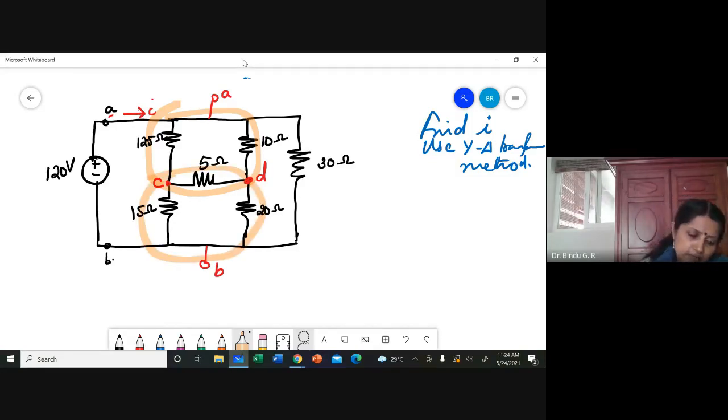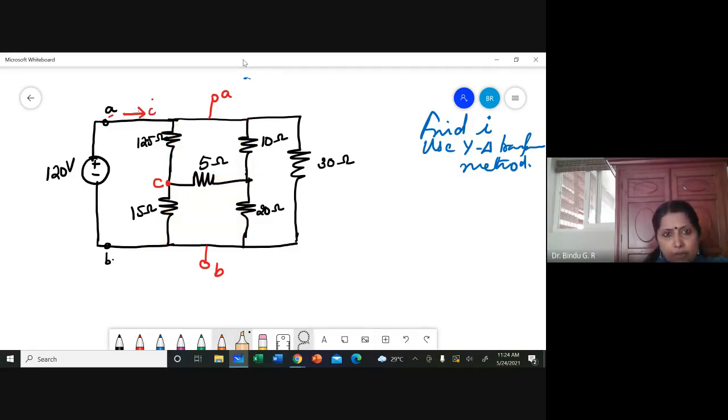So delta, there are many. More than this, I have just put two deltas. Then you have, this is a star. This much is a star, or I can even consider this much as a star, 5, 12.5 and 15 ohm, or 5, 10 and 20 ohm. So anyway, you can consider and you can convert.